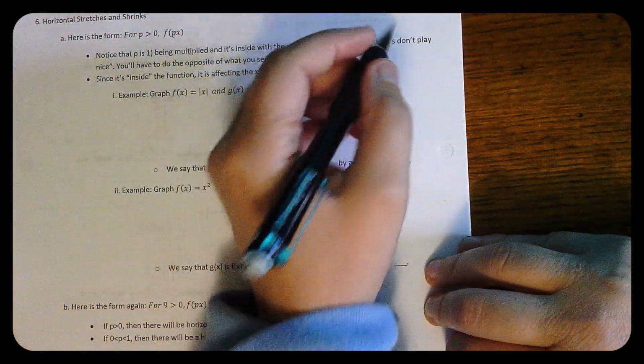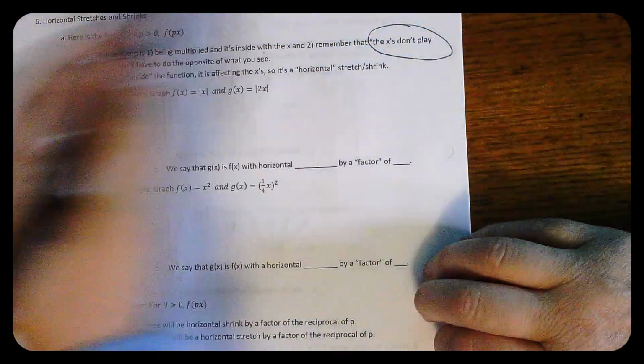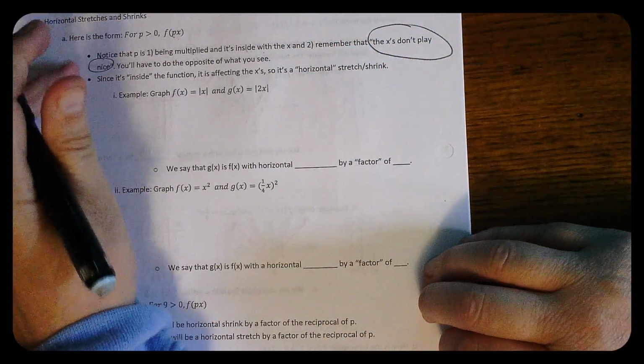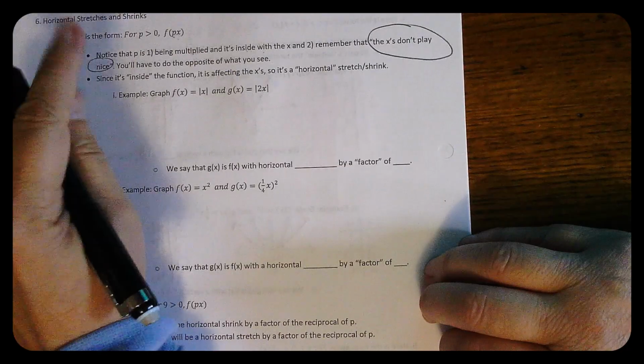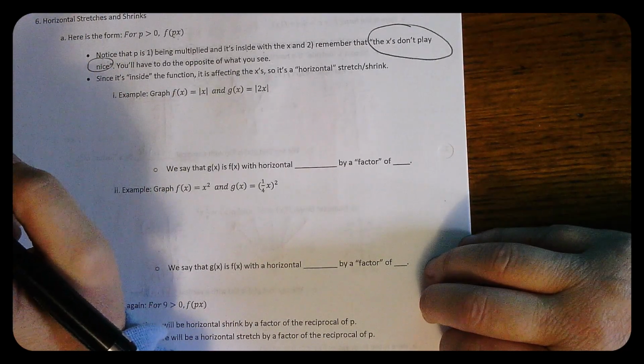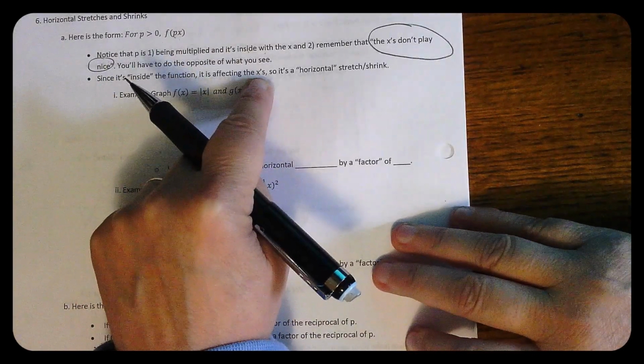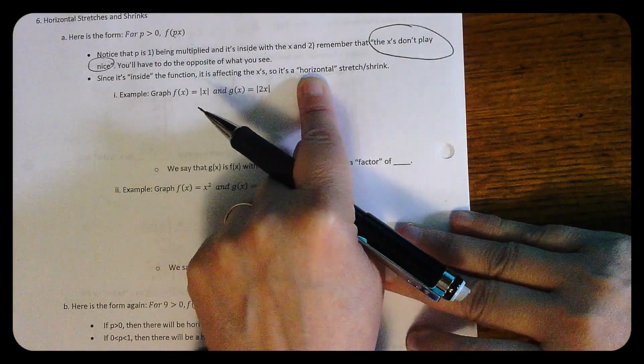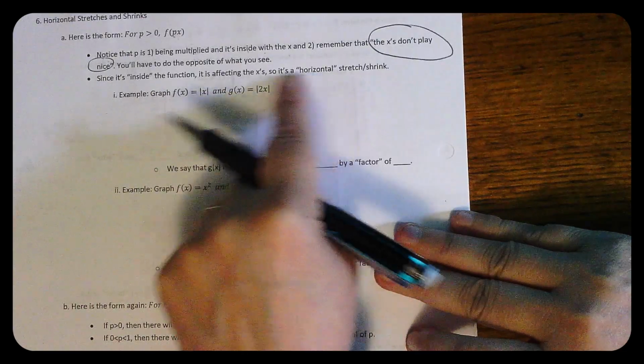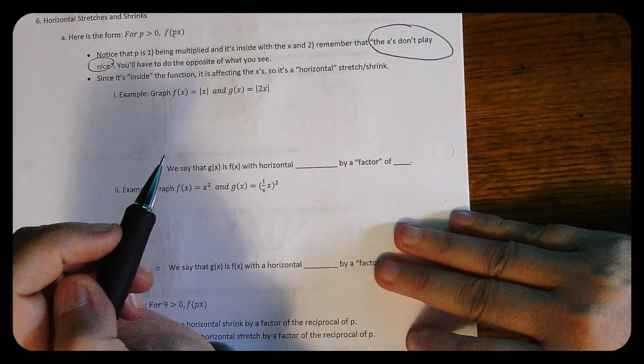See, way back from the beginning of the lesson, remember x's don't play nice, okay? This is what makes these the hardest, because you got to do the opposite of what you see. All right, so since it's inside the function, it's affecting the x's, so this is going to cause a horizontal stretch or a shrink. So x is horizontal, all right?